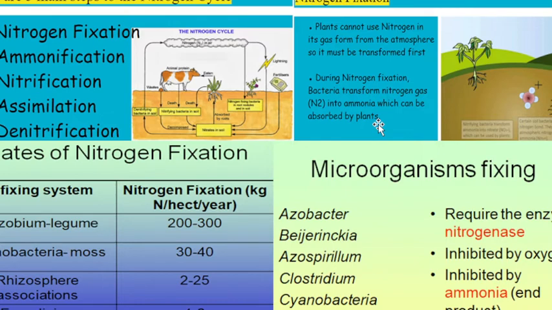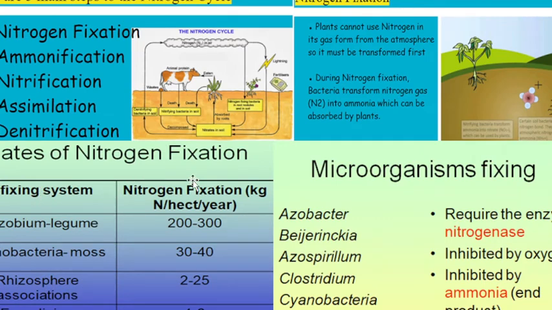The formula for ammonia, as I told you, is NH3. So N2 will be converted to NH3. There are some specific bacteria that play this role. Here you see the nitrogen-fixing microorganisms: Azotobacter, then Azospirillum, then Clostridium, then cyanobacteria. They require the enzyme nitrogenase, and are inhibited by oxygen and by ammonia. Clostridium and cyanobacteria are inhibited by ammonia.